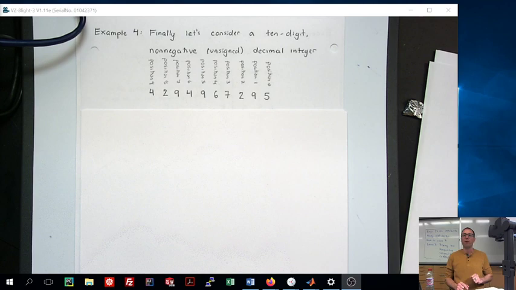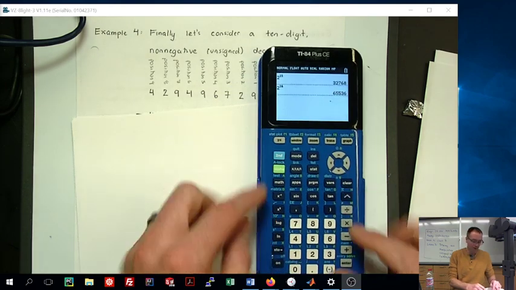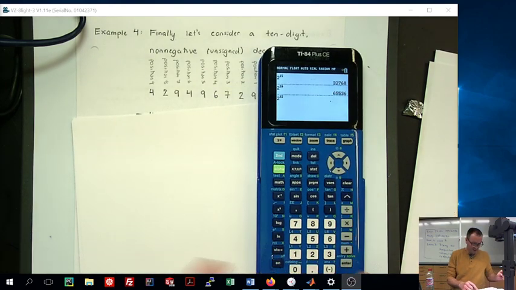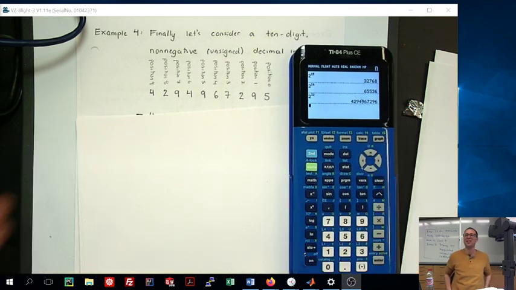Here we're going to consider the following non-negative decimal integer, and I don't even know if my TI calculator goes this high. Let's try 2 to the 30. Could you guess why I'm doing these: 2 to the 16, 2 to the 32, 2 to the 64? Yeah, that's what computers do. Computers store things in base 2.